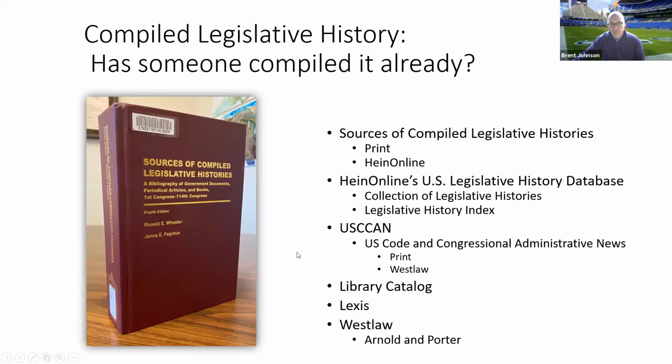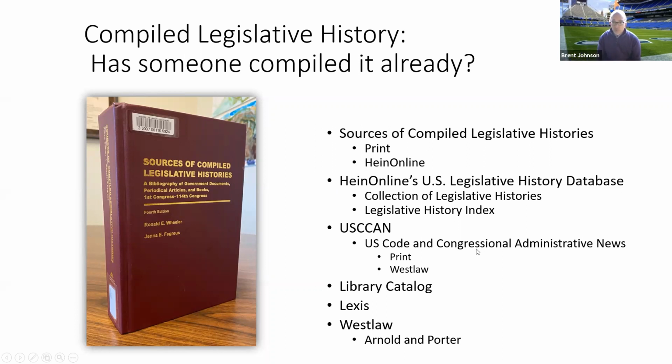More old school, the United States Code and Congressional Administrative News, USCAN. So if you walk into a library with a federal collection, you might find USCAN on the shelves. So if you've got a public law number, go to that year of USCAN. USCAN will have the final version of the law that was passed. And if it's an important enough piece of legislation, they will also have the accompanying House or Senate report. So that would be in print in USCAN, or also it's available on Westlaw.